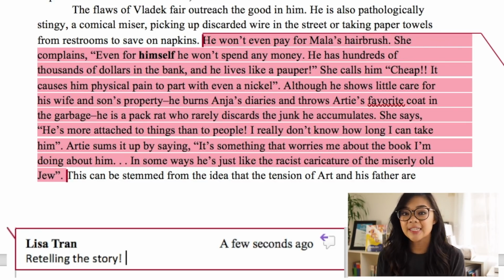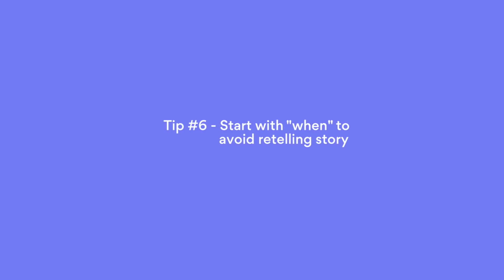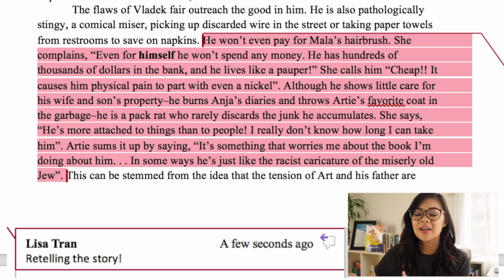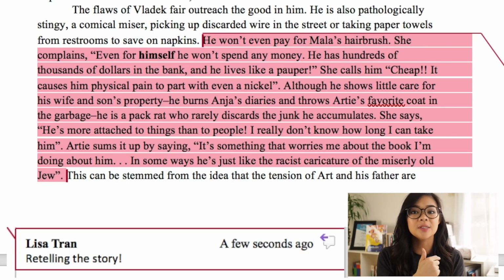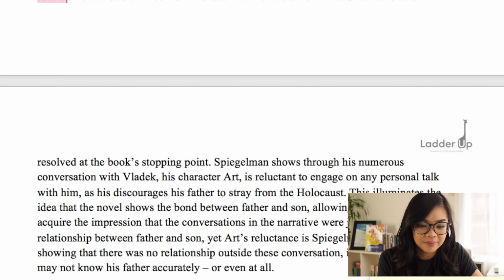A great tactic, which I have mentioned in the past, is to start off with the word "when." When this happens, this shows blah, blah, blah. Starting with "when" forces you to be more analytical. It stops you from retelling the story. It's as simple as that. It's such a quick fix, and I love that tip. I actually learned it from one of my tutors, so I definitely recommend doing that.